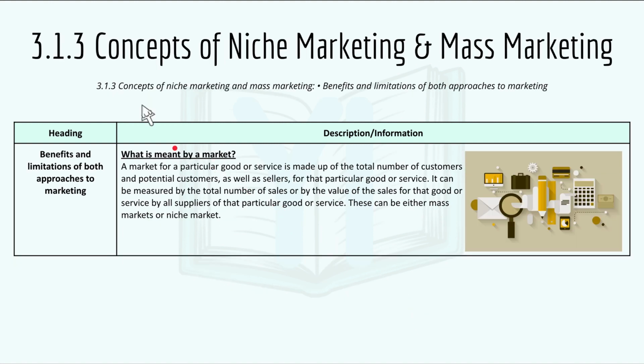Now we have 3.1.3, the concepts of niche marketing and mass marketing. Here are the benefits of both approaches to marketing. But what is meant by a market? A market for a particular good or service is made up of the total number of customers and potential customers, as well as sellers for that particular good or service. It can be measured by the total number of sales or by the value of the sales for that good or service by all suppliers of that particular good or service. These can either be a mass market or a niche market.